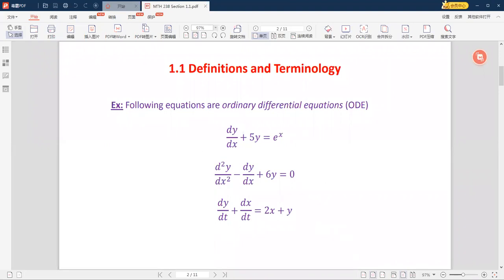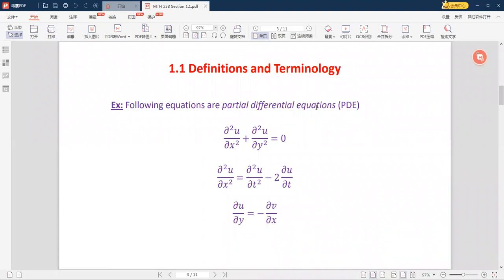Clear? Any questions? So then these are some examples for ordinary differential equations. So how about the partial differential equations? Okay, so the following 3 examples are partial differential equations. You can see all of those equations involve partial derivatives of some dependent variable or function with respect to some variables x, y, or t, whatever they are.